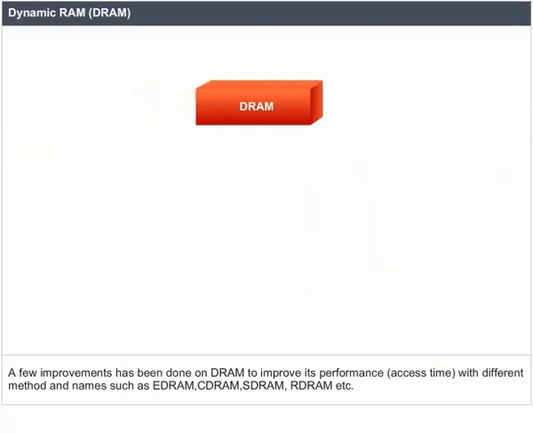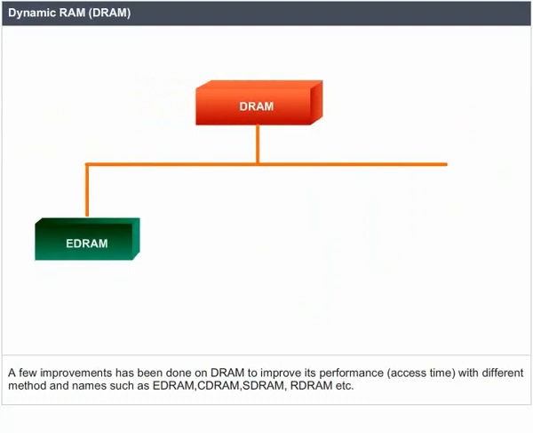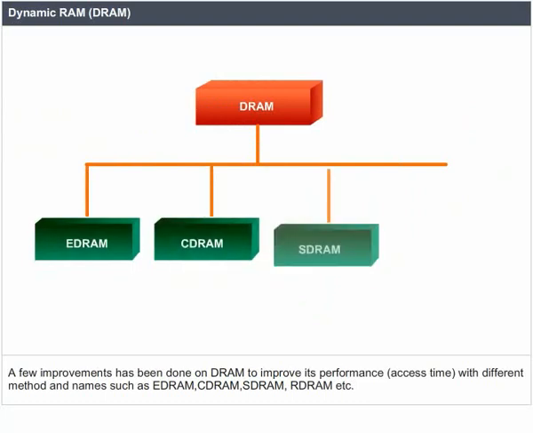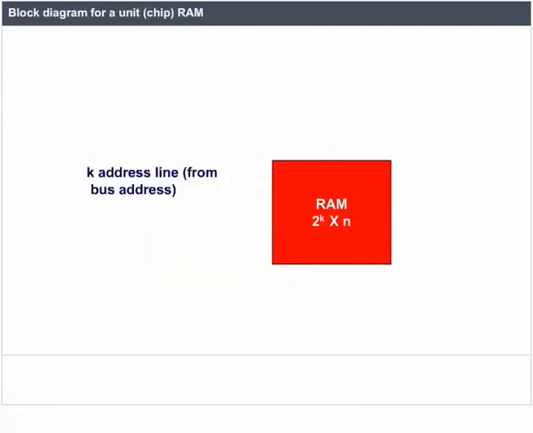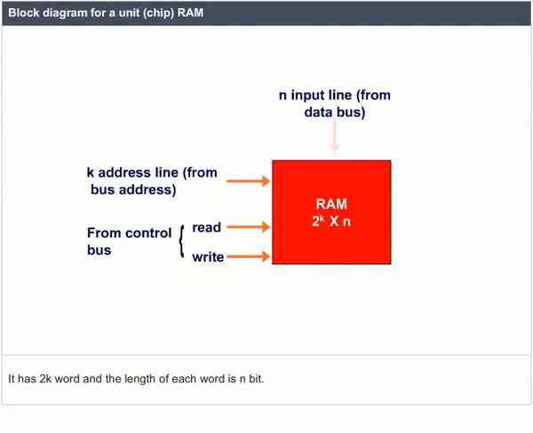A few improvements have been made on DRAM to improve its performance or access time, with different methods and names such as EDRAM, CD-RAM, SD-RAM, RD-RAM, etc. Block diagram for a unit chip RAM. It has 2000 words and the length of each word is N bits.